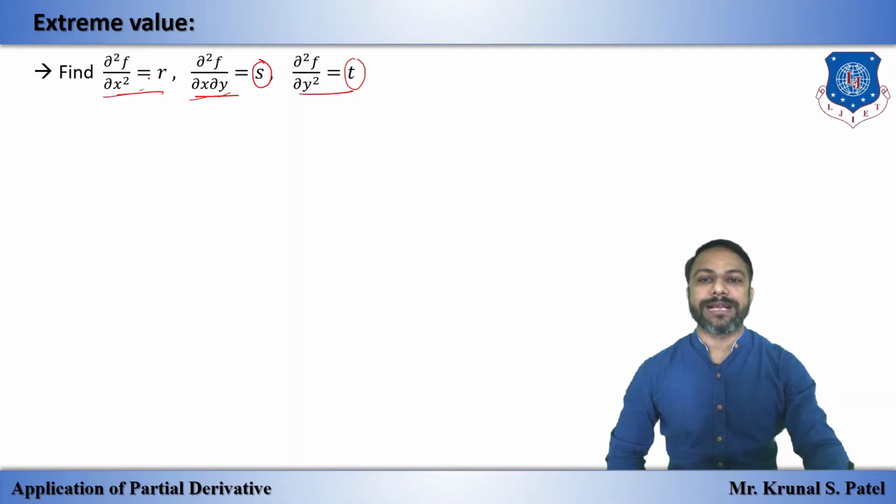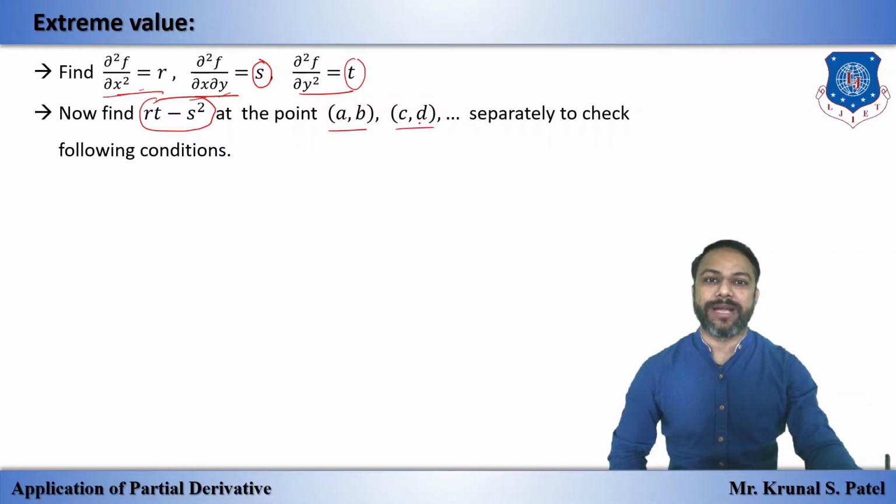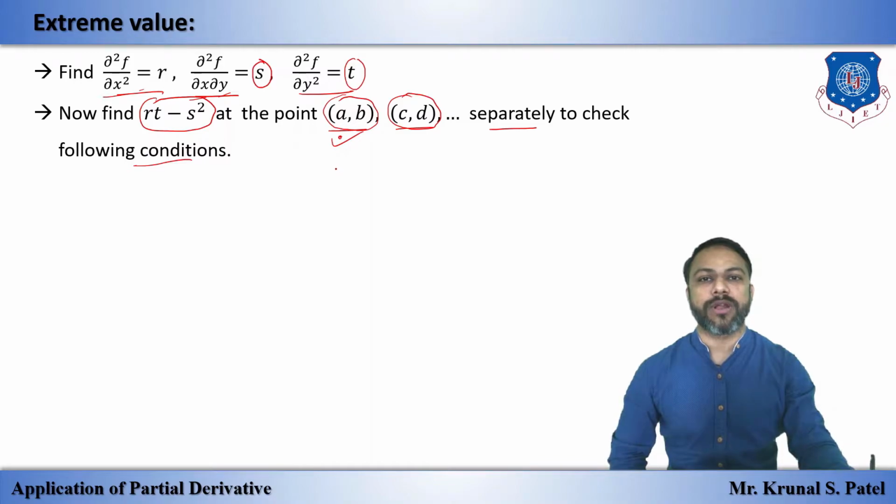Now after getting r, s and t, find rt minus s square, that is r into t minus s whole square, at the points that we have found, that means the stationary points. Separately, one by one, we will check the following conditions. After checking the conditions for one point, we will apply them to the second point, then the third point, one by one, on rt minus s square. So first we will take this point (a, b) to understand better how and when we can apply the following conditions.